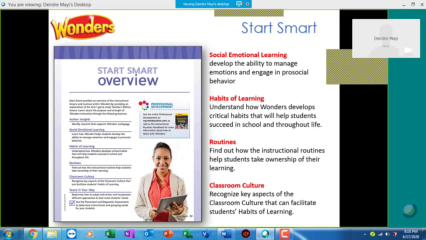Another important aspect of Start Smart is that you will introduce social-emotional learning. Social-emotional learning is critical. We want students to understand how it is that they should get along with each other and how they should communicate to further their learning. You'll find that we address both habits of learning as well as classroom culture within Start Smart.